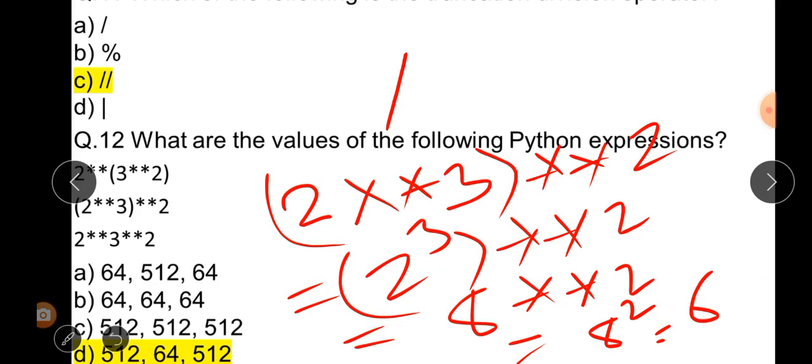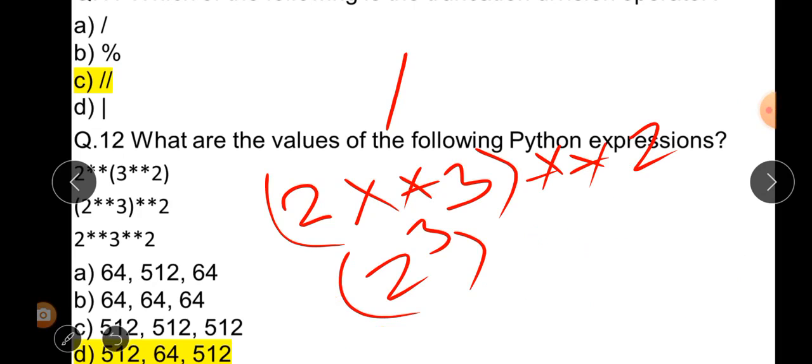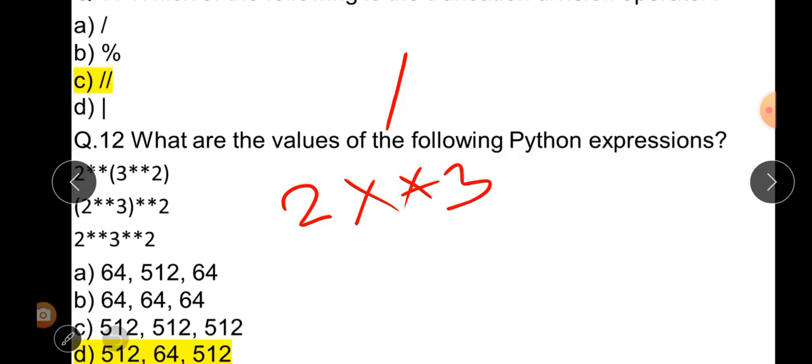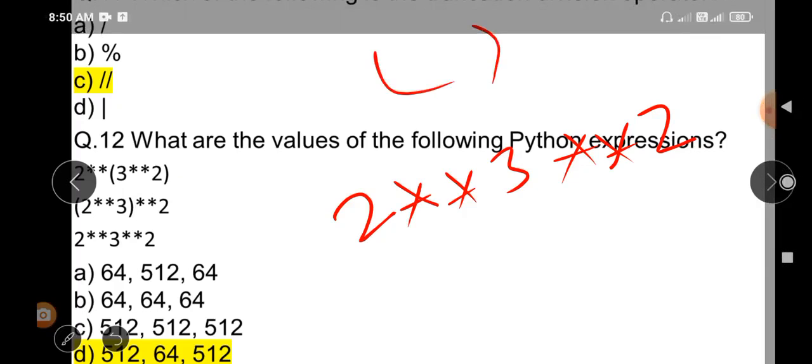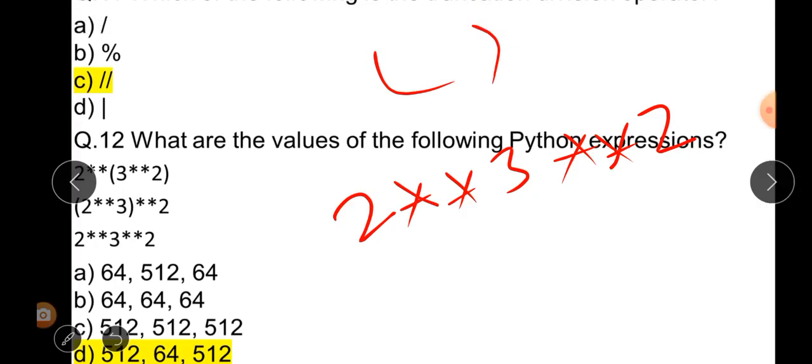The third expression of this question is given: 2 double star 3 double star 3 double star 2. Now no bracket is given. So as far as parenthesis is concerned, there is no sign of parenthesis there. Generally, in mathematics we use the term bracket, but in the Python programming language, the correct word is parenthesis, which represents small bracket. Okay, so which has the highest priority.